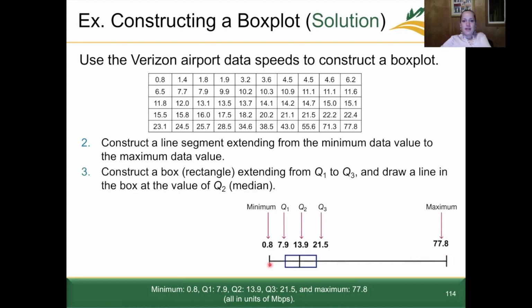The third step is to construct a box or a rectangle extending from Q1 to Q3, and we draw a line to represent Q2 or the median. Now, since we've already calculated the 5-number summary, 7.9 is Q1, Q2 is 13.9, Q3 is 21.5. So we draw a box from Q1 to Q3, and then that line here occurs at Q2. So here's our final answer for a box plot that represents this data set.